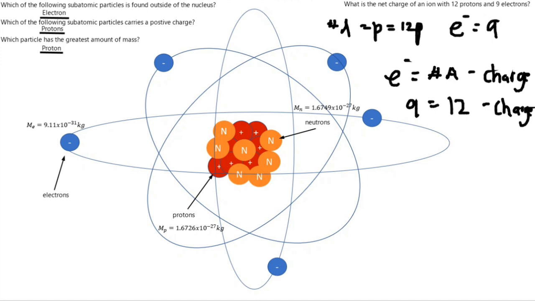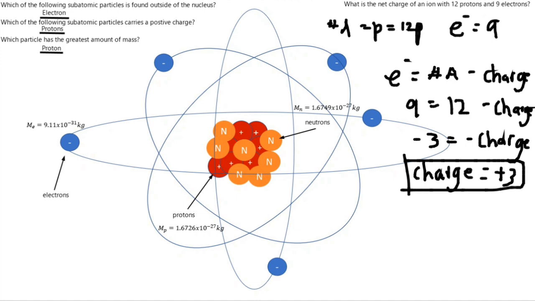Moving 12 to the left side, we will have negative 3. And we still have a negative charge here. Now we can just divide both sides by negative 1, or multiply both sides of the equation by negative 1. So we will have a charge of 3. And that's basically it for this video.